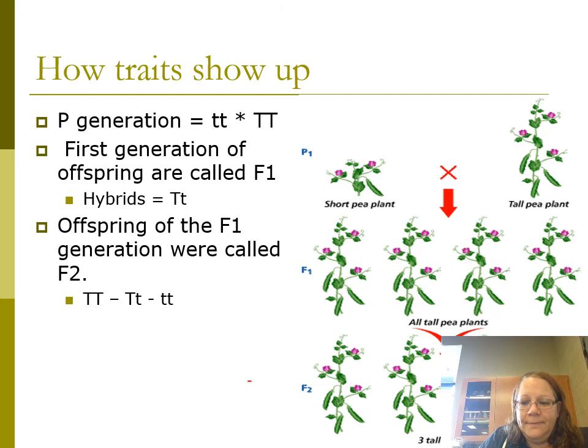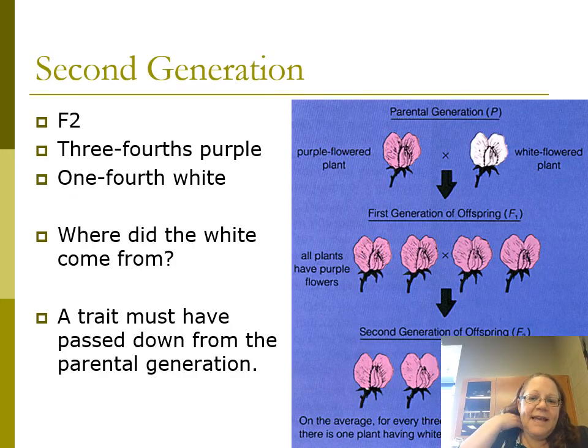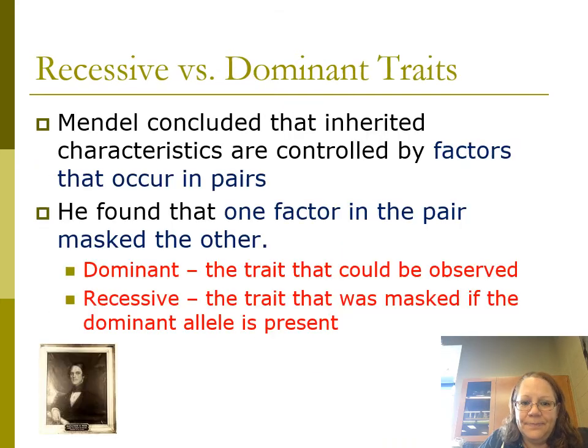So, let's go back to here. So here's the F2 generation again with the purple and the white. So pure generation 1. Then we got our hybrids down here, or heterozygous. And then in the F2 generation, you get 3 purple ones and 1 freaky little white one. So the white one came from recessive genes. So what exactly is this recessive? This is what Mendel figured out.